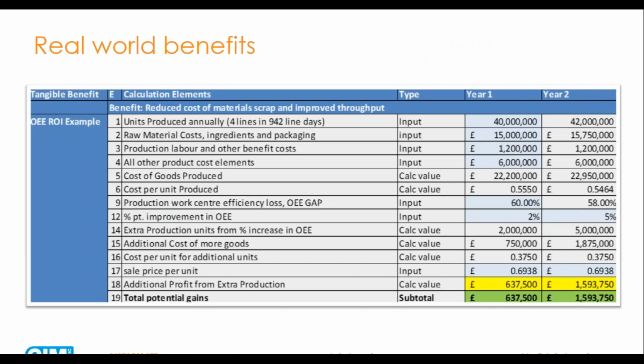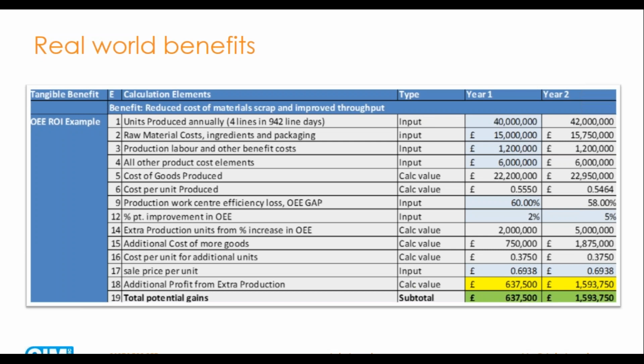This is a semi-real world example. I've taken some real world numbers and I've massaged them slightly to make them round and taken off all customer names, etc. But here's a good example where I'm going to run 40 million units in a year. It's going to cost me 15 million in costs for the raw materials. Labour is going to cost me 1.2 million, and all the other production costs, the gas, the lighting, the office cost, the PCs, etc. It's going to cost me 6 million. So I can work out a cost per unit.